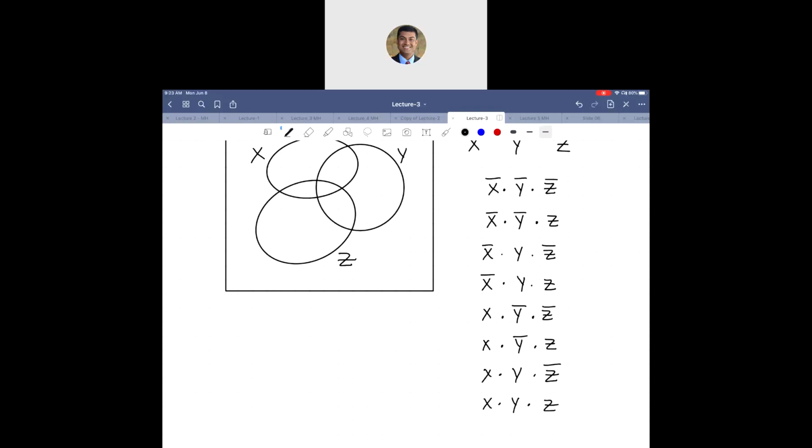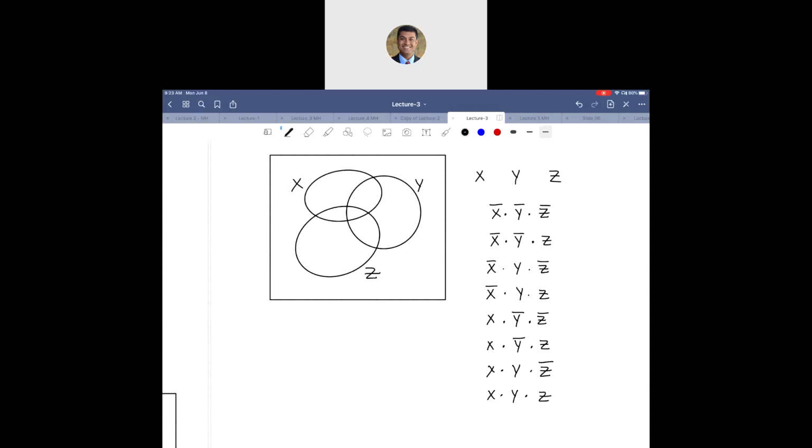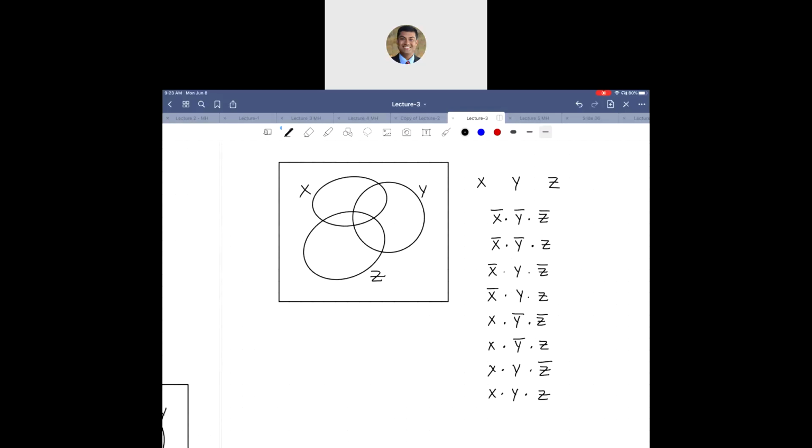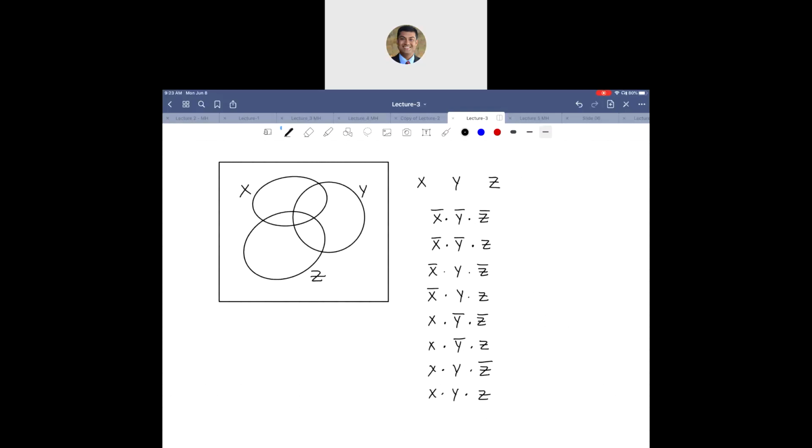Now, those eight possibilities, I should be able to map them to each of those areas. So I will mark this as 0, 1, 2, 3, 4, 5, 6, and 7. Where would 0 go? Outside X, intersection with outside Y, intersection with outside Z. That would be right here. Where would 7 go? 7 is X intersection with Y intersection with Z. That would go right there. 6 is X intersection with Y intersection with Z complement. That would be 6 right there.